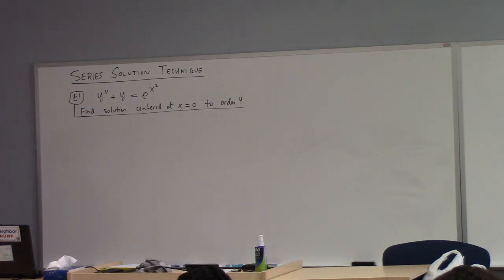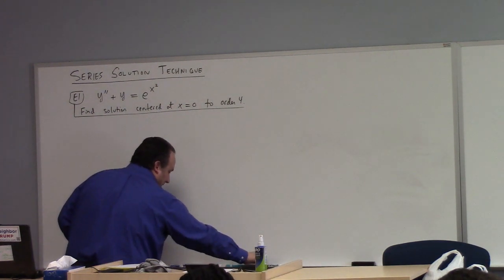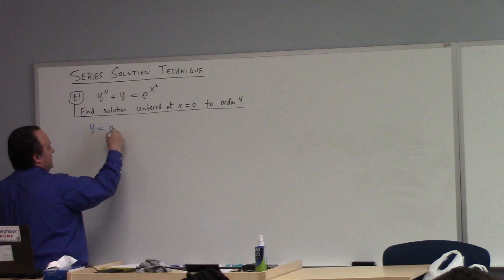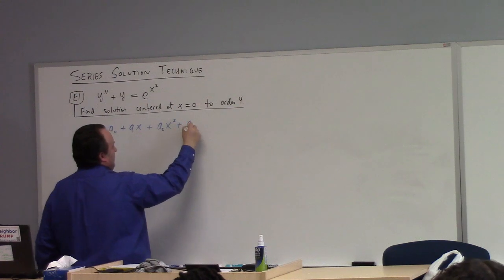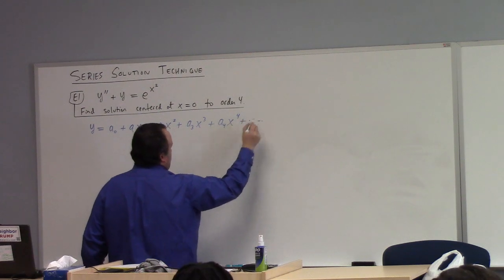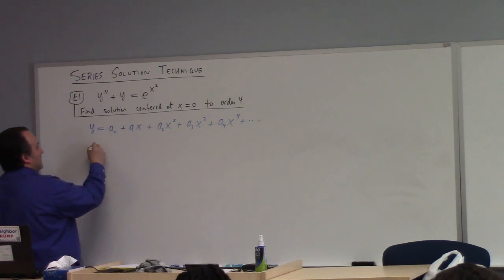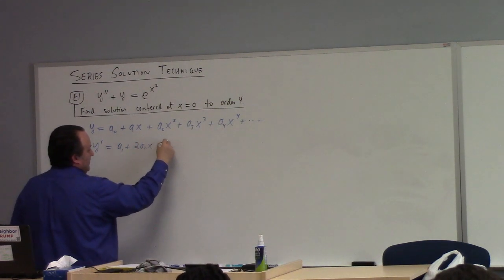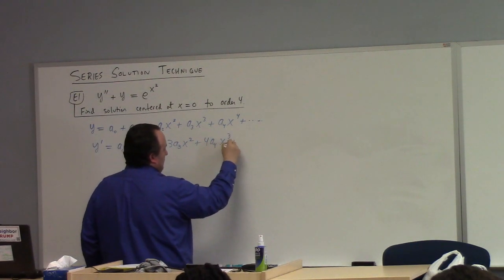And so the way this is done is to assume that the solution has the form of a power series centered at 0. A power series centered at 0 is simply this. y is equal to a sub 0 plus a sub 1 times x plus a sub 2 times x squared plus a sub 3 times x cubed plus a sub 4 times x to the fourth, plus dot, dot, dot. So that's all we need. Now we differentiate this, and we get a1 plus 2a2x plus 3a3x squared plus 4a4x cubed.